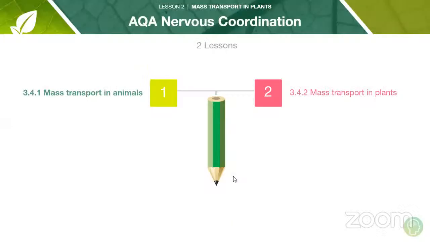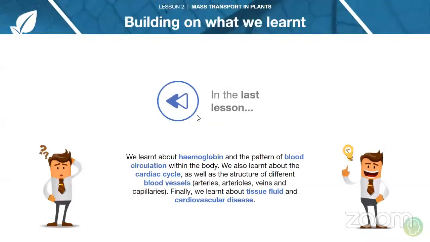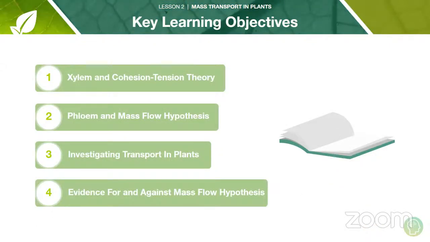So today we're talking about mass transport in plants. This is again designed generally for the AQA spec, but there will be aspects of it that can be carried forward to other specs, especially OCR. So we'll start talking about xylem, cohesion tension theory, phloem, mass flow, investigating transport in plants, and then evidence for and against the mass flow hypothesis.